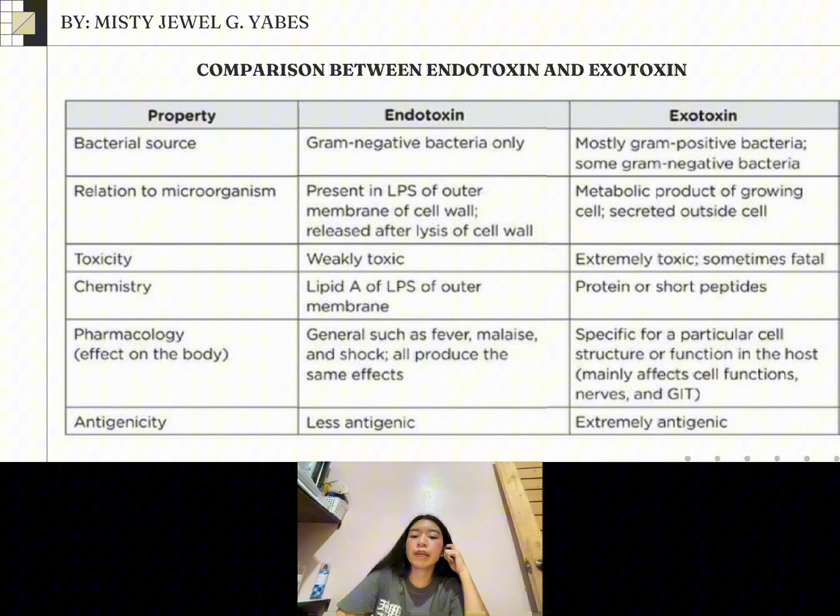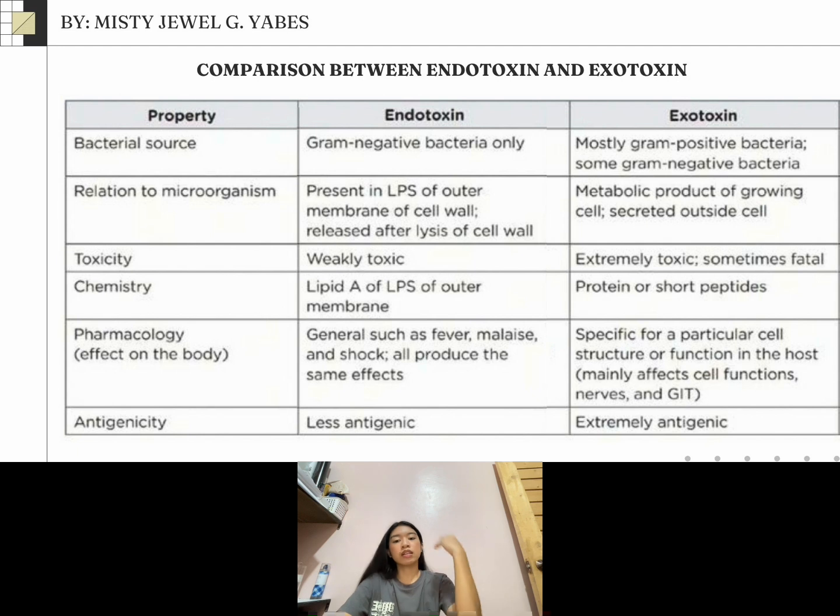Dito tayo sa ating table. Dito i-compare natin ang ating endotoxin at ang ating exotoxin depending on these properties. So, first, the bacterial source. So, ang ating endotoxin ay mainly sa gram-negative bacteria lang. Wherein ang ating exotoxin ay mostly sa gram-positive pero pwede rin silang ma-produce ng ating gram-negative bacteria.